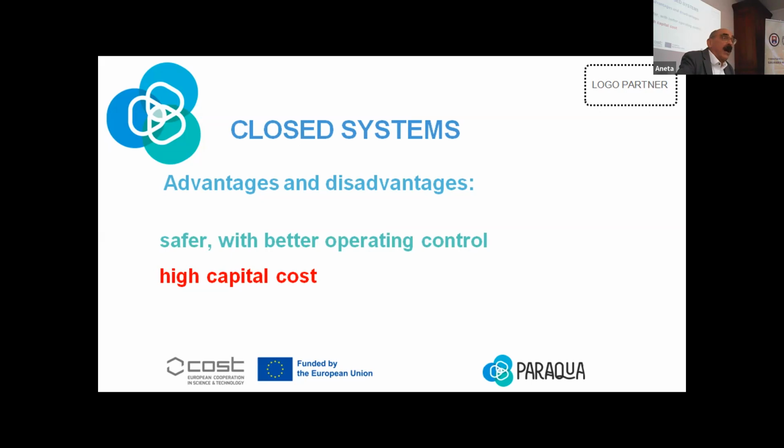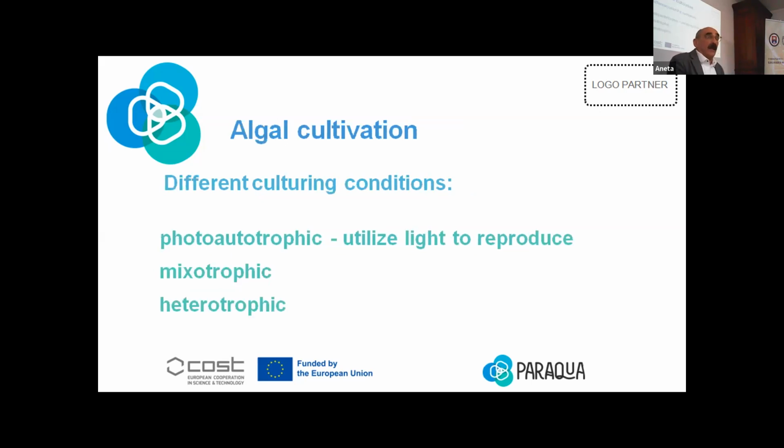If we talk about algae, we can create 3 different conditions: photoautotrophic conditions, when we need light; heterotrophic conditions, when we need a different source of carbon and energy; and then mixotrophic, because some algae like the situation when you grow them under light conditions in the open system, but you can add a little bit of, let's say, yeast, and they are going to grow faster.